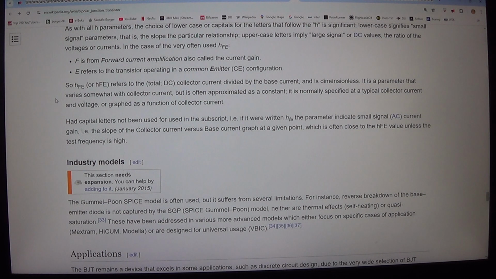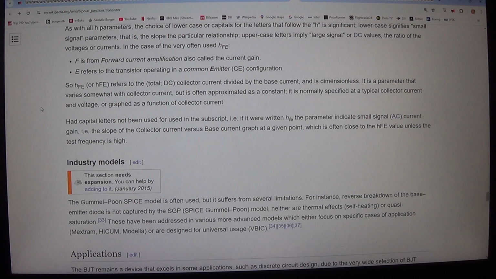Had capital letters not been used in the subscript, i.e. if it were written hfe, the parameter indicates small signal, AC, current gain, i.e. the slope of the collector current versus base current graph at a given point, which is often close to the hFE value unless the test frequency is high.